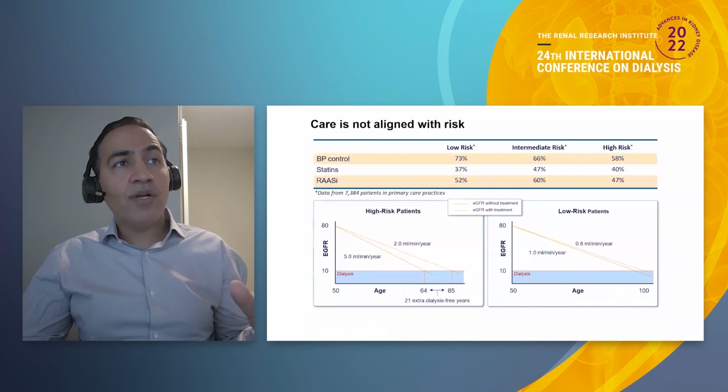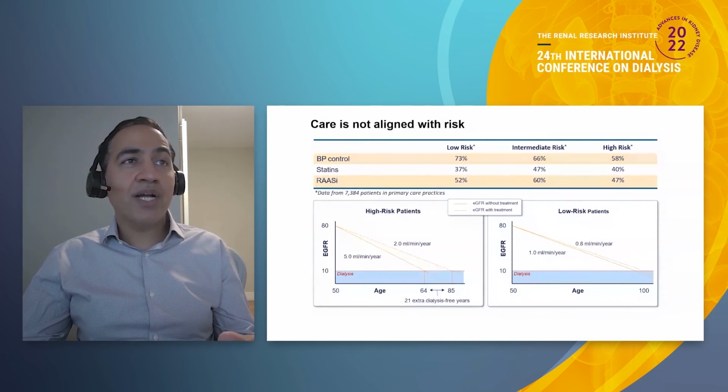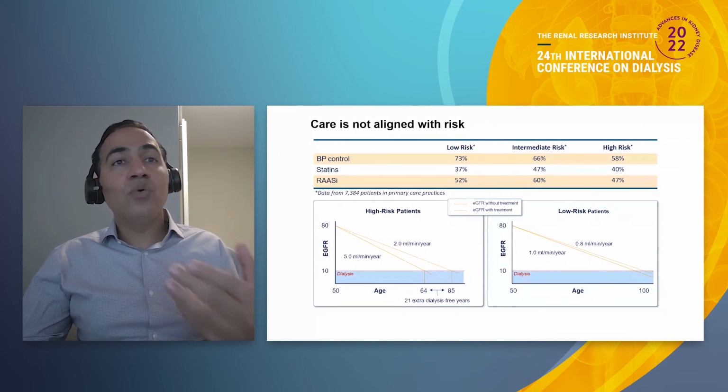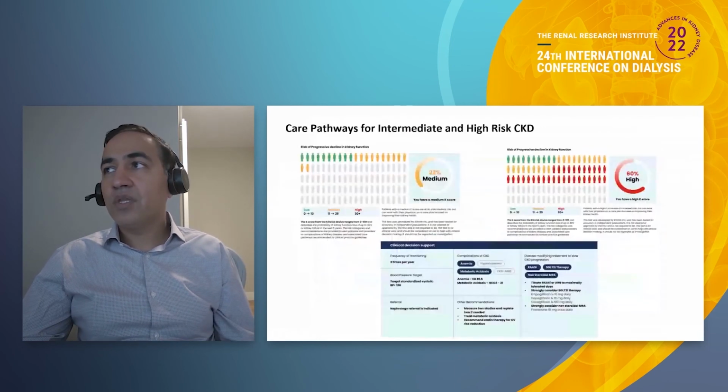When we look in primary care practices, when we look in nephrology practices, care is not aligned with risk. Low risk, intermediate risk, high risk patients are all treated the same. They have the same level of blood pressure control, same statin prescription, same RAS inhibitor prescription. So there's no difference currently in their care, and we need to make that difference.